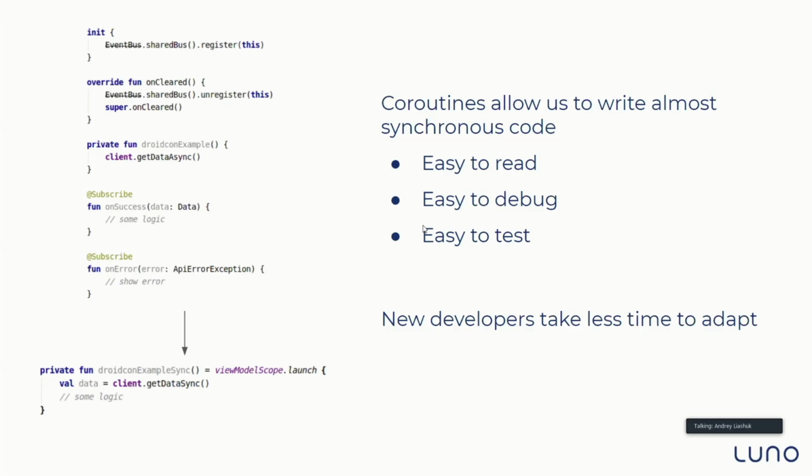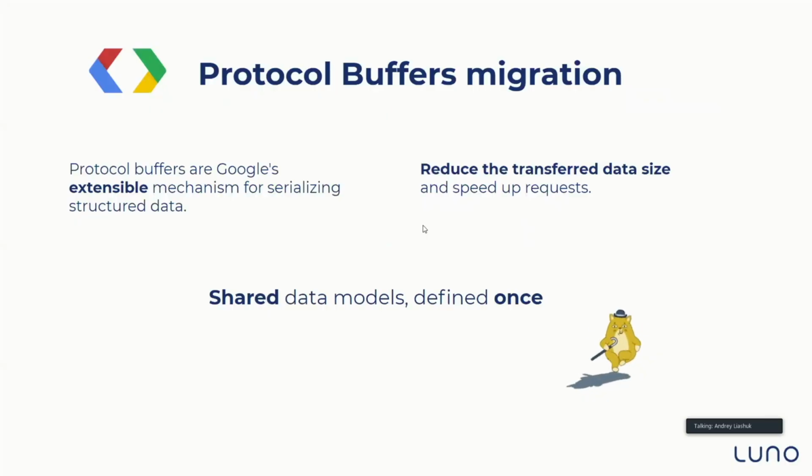Coroutines allow us to write almost synchronous code. It's easy to read, easy to debug, easy to test. New developers take less time to adapt. Take a look at an example. After migration, the code looks much better. And one more, it's protobuf migration.